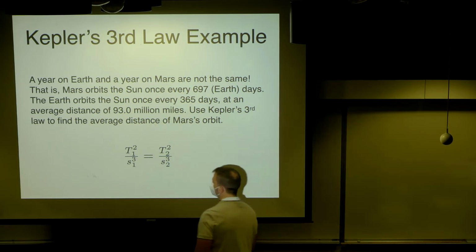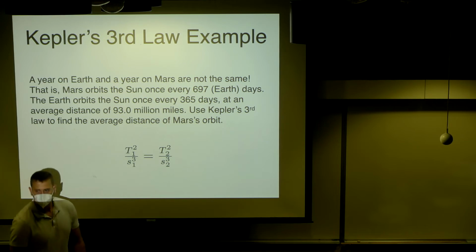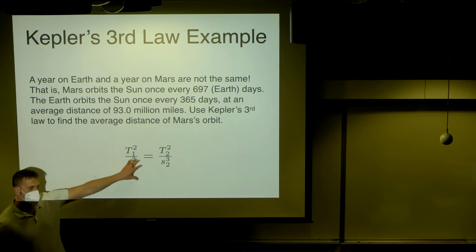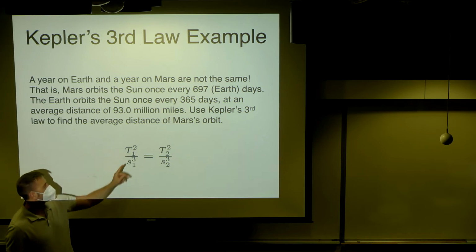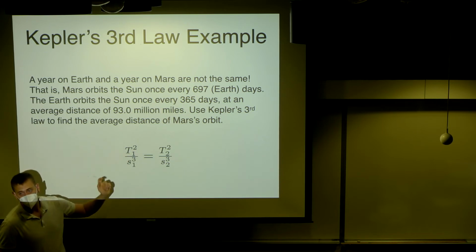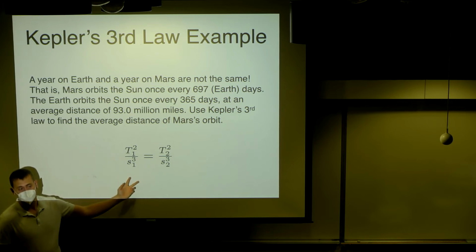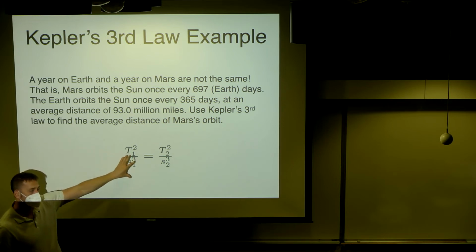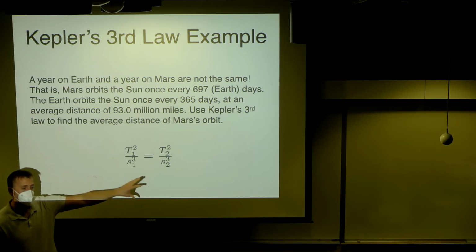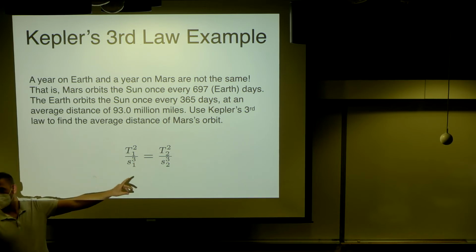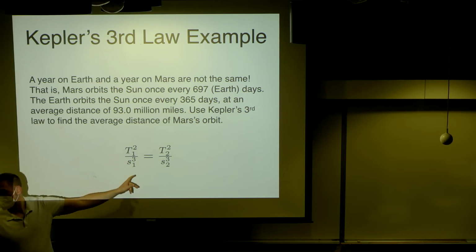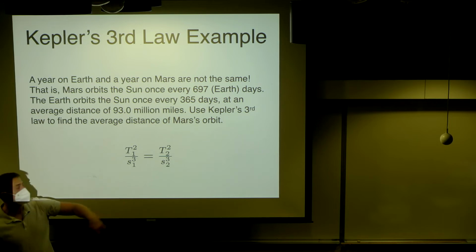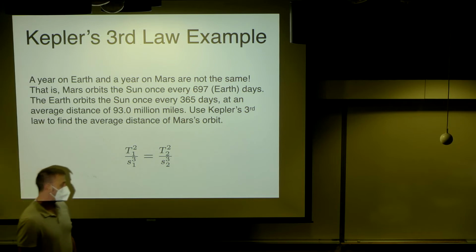So here, let's think about this. The way we typically write Kepler's third law is we compare two different planets. And the ratio of T squared divided by S cubed is the same for those two different planets. So basically, we're going to write this ratio down for Earth. We're going to write it down for Mars. And we're going to set them equal. The only unknown quantity is S for the planet Mars. We know S, that's the distance for the planet Earth. We know the two periods, that's given right here. So we can solve.